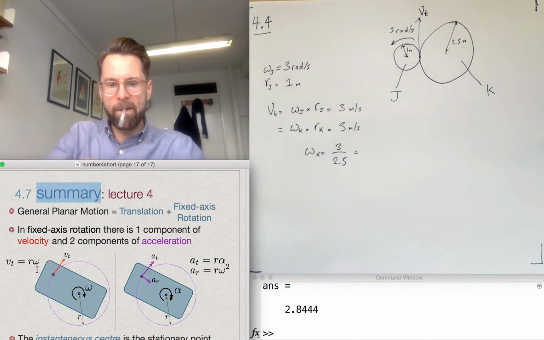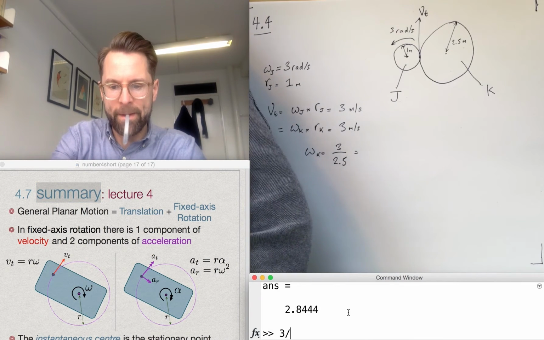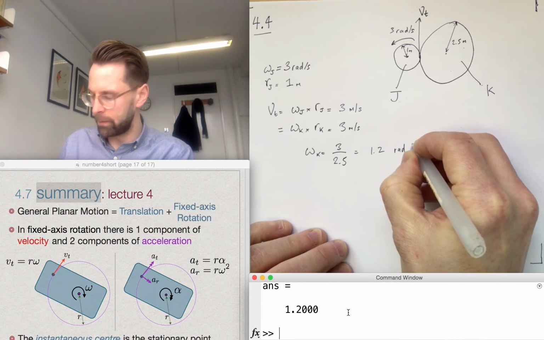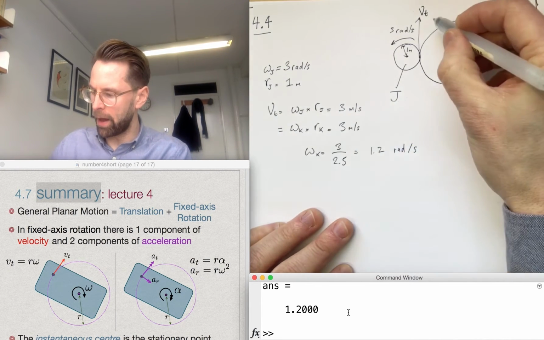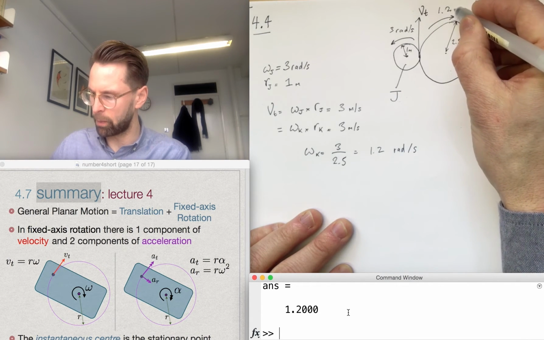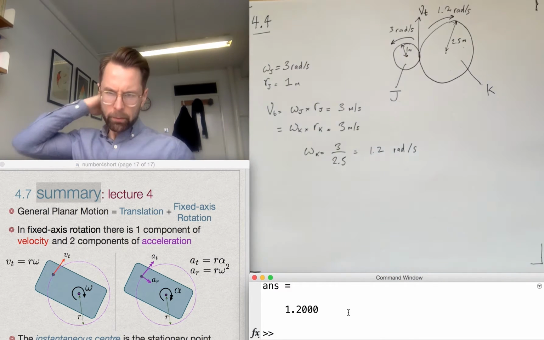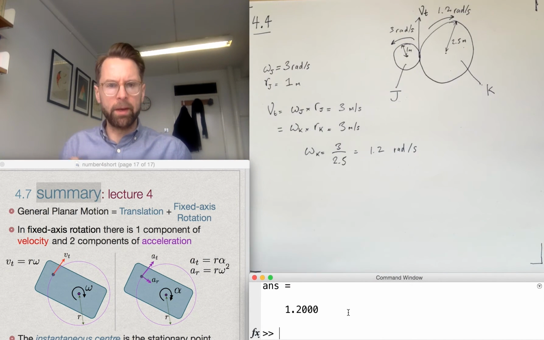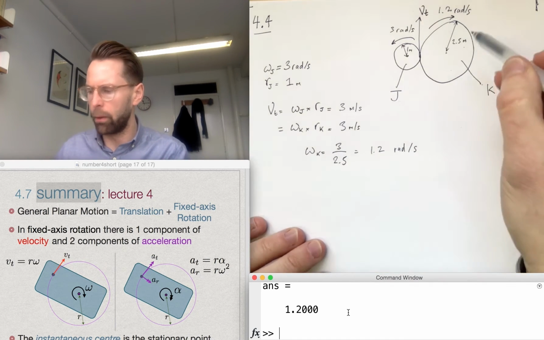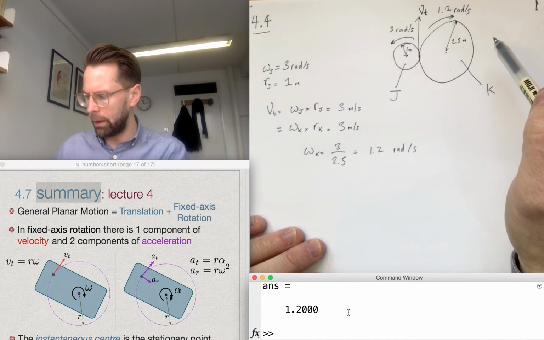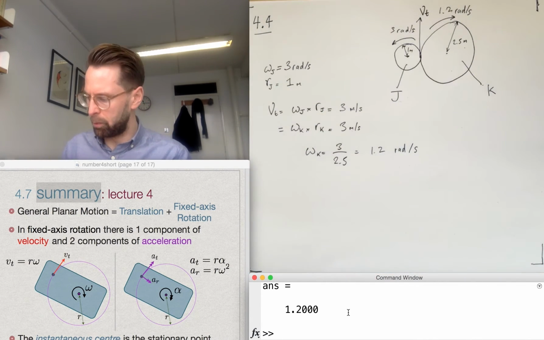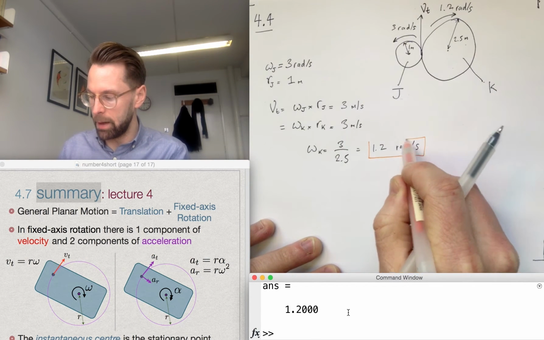3 divided by 2.5 is equal to 1.2 radians per second. And we know that that is in this direction, so it's going in a clockwise direction, 1.2 radians per second. So that sort of makes sense because the larger disc is rotating slower than the smaller disc, so it's geared down. And that's the answer to the first part of part A.